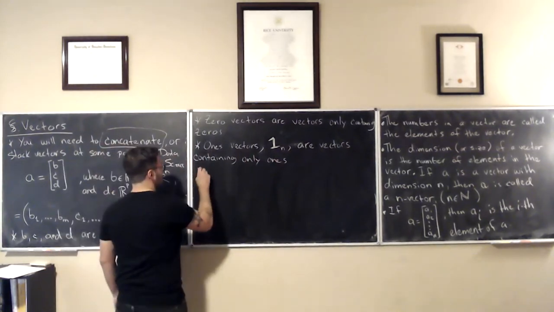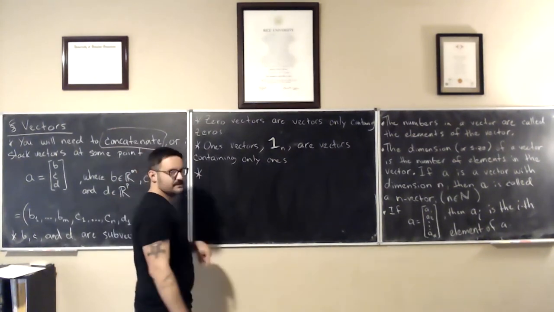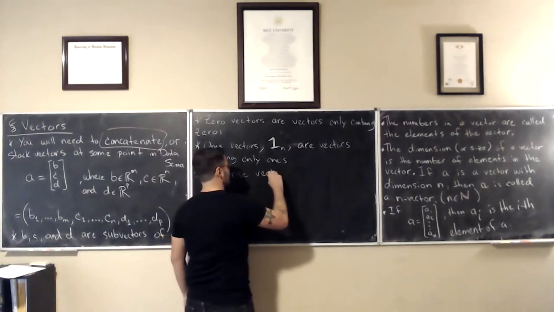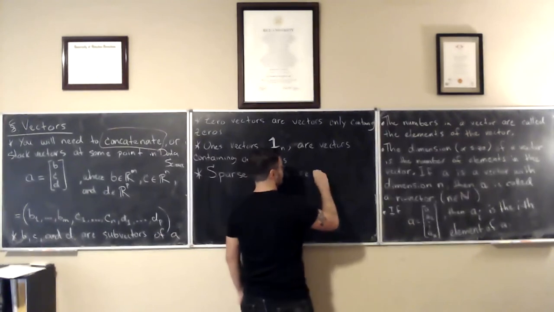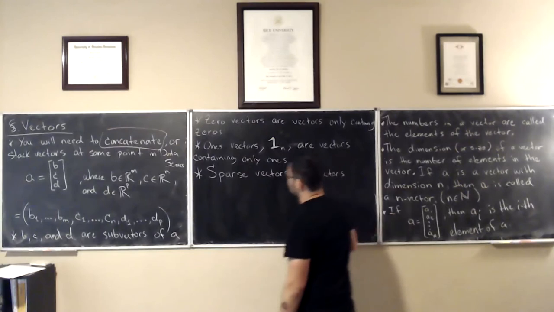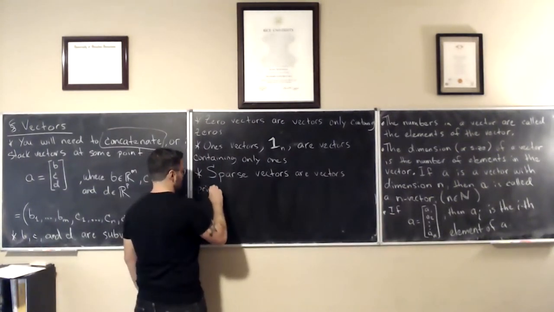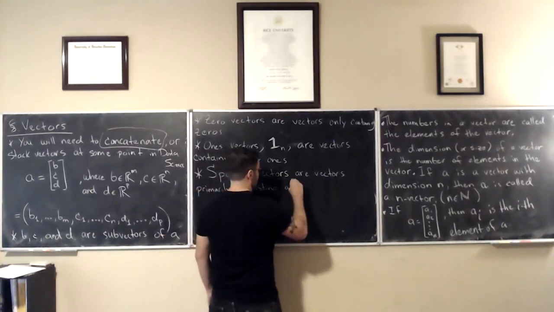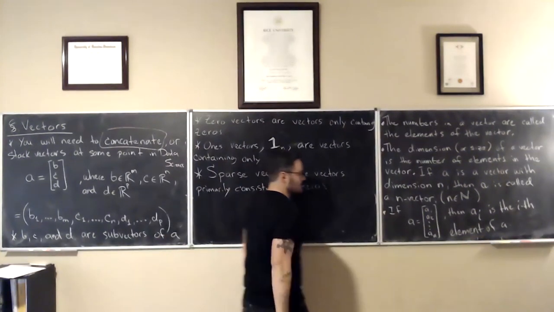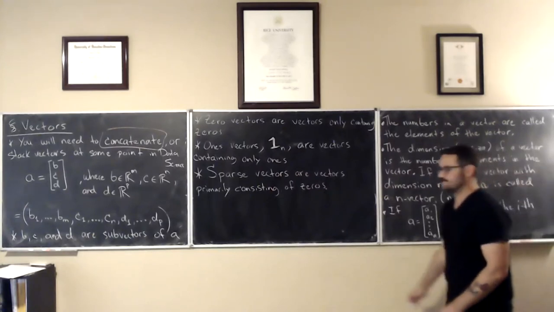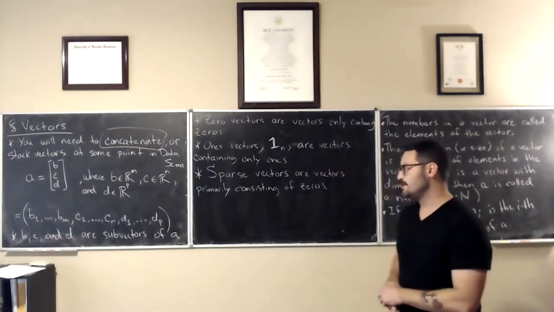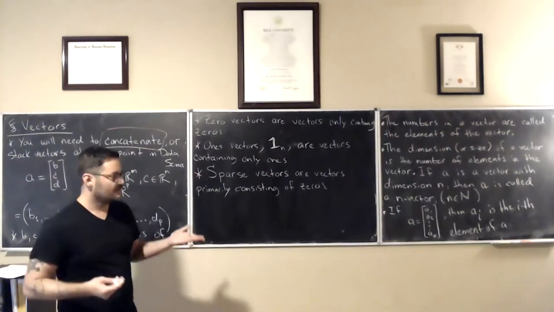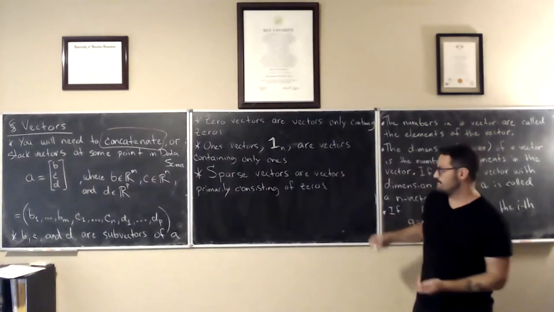Actually, two more. This is a term that you will hear quite a bit. Maybe not in this class, but eventually you will. Sparse vectors are vectors primarily consisting of zeros. Now these things happen all the time. Sparse vectors just occur in data a lot, where most entries are zero, especially when dealing with images, where the pixel color intensity could be zero if it's white, and most of the image is white, most of the vector is zeros. So that would be a sparse vector.